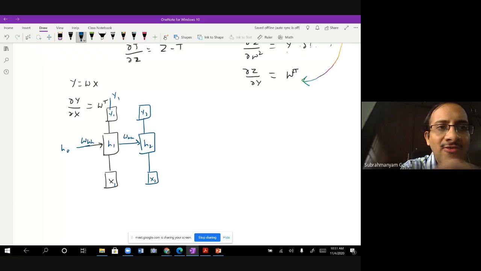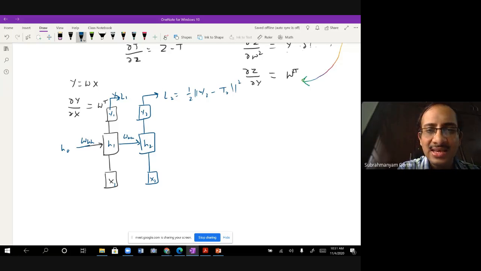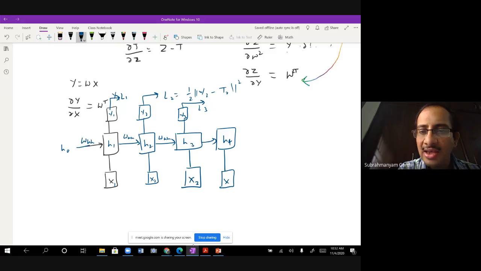After getting Y2, you will use this to get L2, and this you will use to get L1. L1 means, you know, half of Y1 minus target 1 whole square, similarly for others. Similarly, assume that you have WHH here, connecting to H3, and so on. I will not go through the full derivation, but I would like to give an idea very clearly, so that you can appreciate the complexity involved in learning recurrent neural networks, L3, and so on. Let us take it like this, and finally you get to H4. Let us take up to H4, X4.